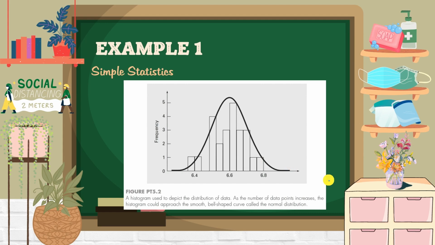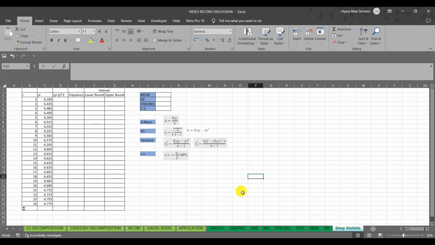Let's try using Excel applying simple statistics. In continuation with our discussion, we're going to use Excel applying simple statistics. These are the givens. We have here 24 data sets and the values of y sub i, which are the measurements of the coefficient of thermal expansion of structural steel. First, we're going to determine the summation of S sub t and the summation of y sub i. First, let's find the summation of y sub i in order to find the arithmetic mean.